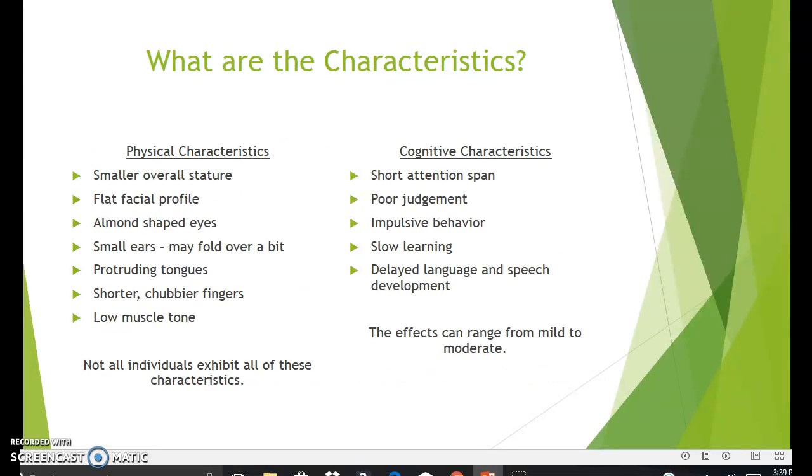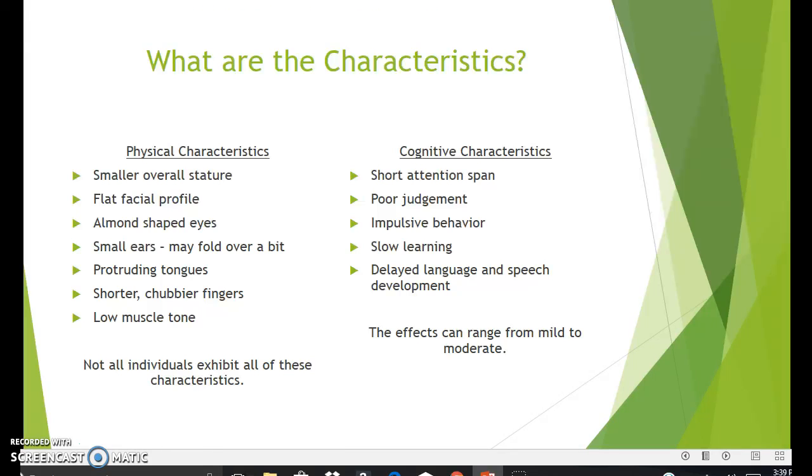So what are those characteristics? Some physical characteristics of Down syndrome include a smaller overall stature, a flat facial profile, almond-shaped eyes, small ears that may fold over a bit, protruding tongues, shorter, chubbier fingers, and low muscle tone. Now keep in mind that not all individuals will exhibit all of these characteristics.